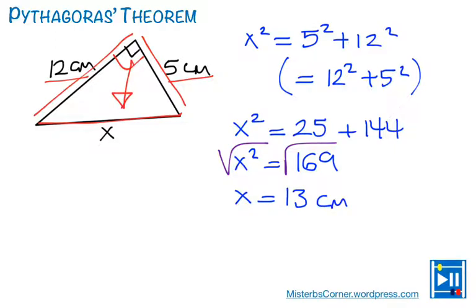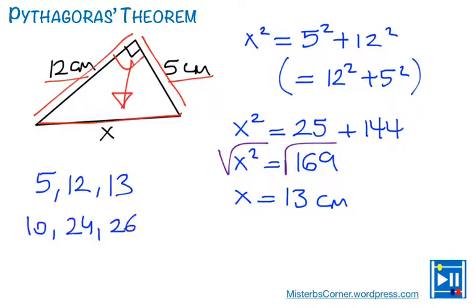So this is another trio, 5, 12, and 13. If you expand these, get the multiples of these, like 10, 24, and 26, and so on, you will still have these numbers satisfying the Pythagoras theorem.